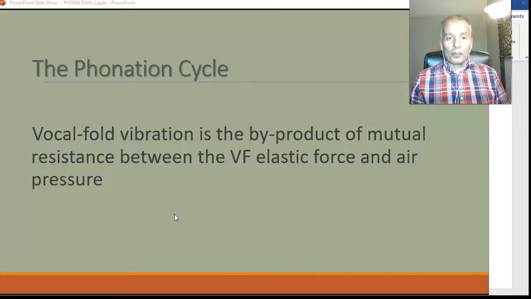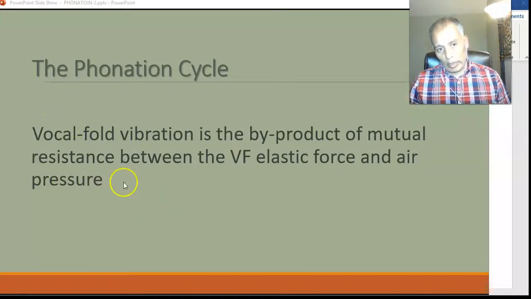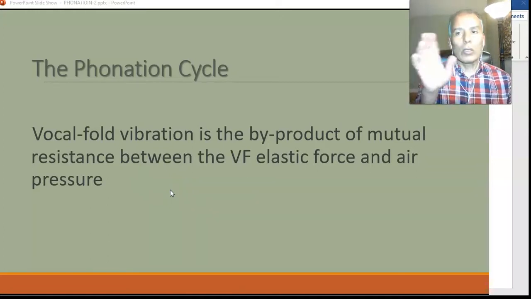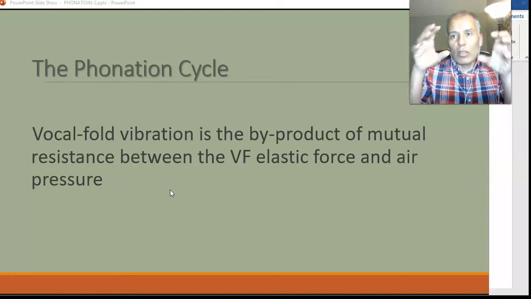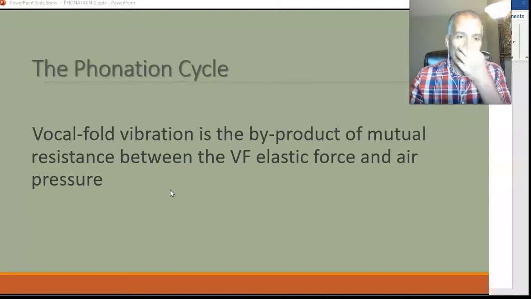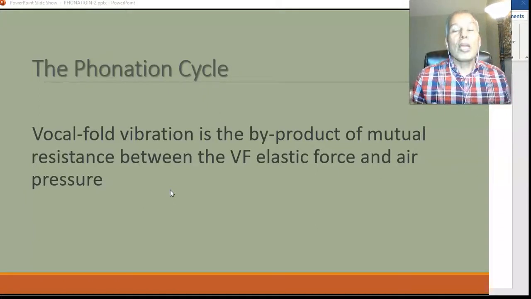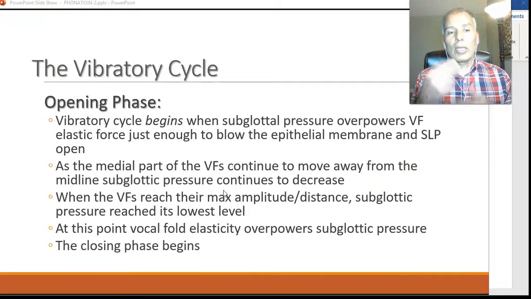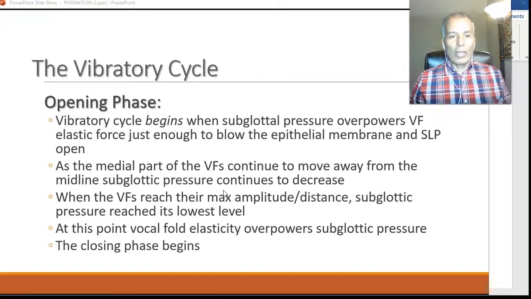All right, so this is the statement. Make sure to understand that in the phonation cycle, the arytenoids do not play a role. They just play one step, to do arytenoidal adduction and bring the vocal folds to the midline, and they are fixated, they stay there, that's it. But the cycle itself is the byproduct of the mutual resistance between vocal fold elasticity and subglottic pressure. So now let's again describe the opening phase. You have the steps right there, and if I add anything else, just integrate it into your notes.